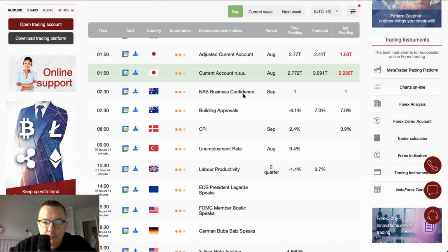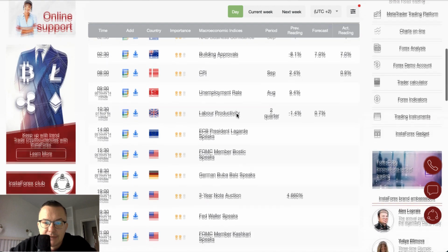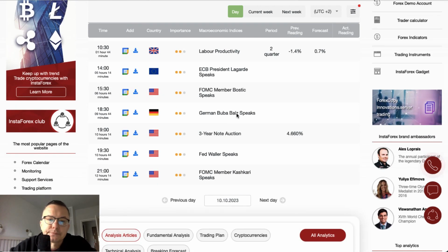New Zealand data were published as well in the form of the NAB business confidence and building approvals. Most likely they were in line with the expectations. During the London session we got only data from the UK in the form of the labor productivity for the second quarter, and a sharp increase is expected here from -1.4% to 0.7%.